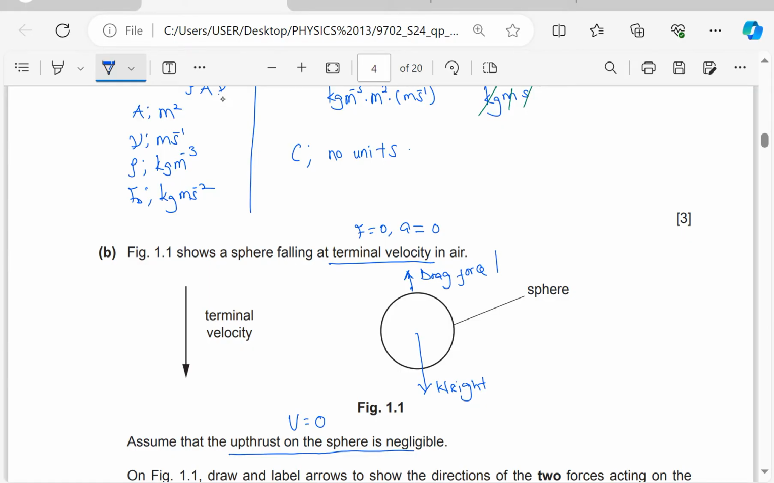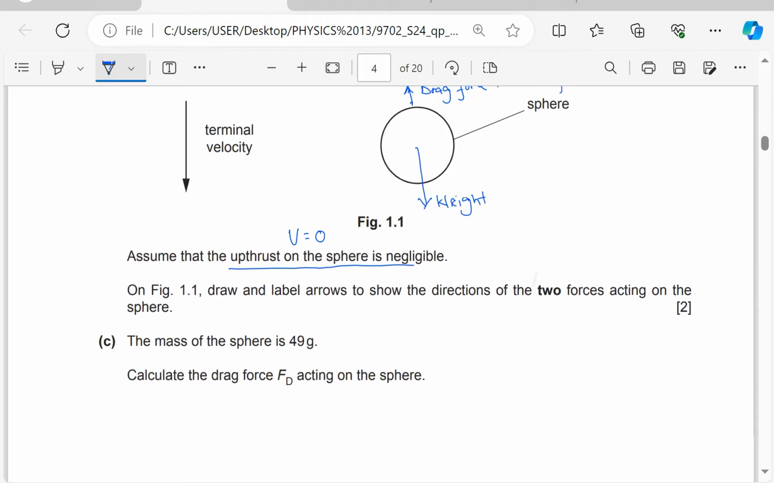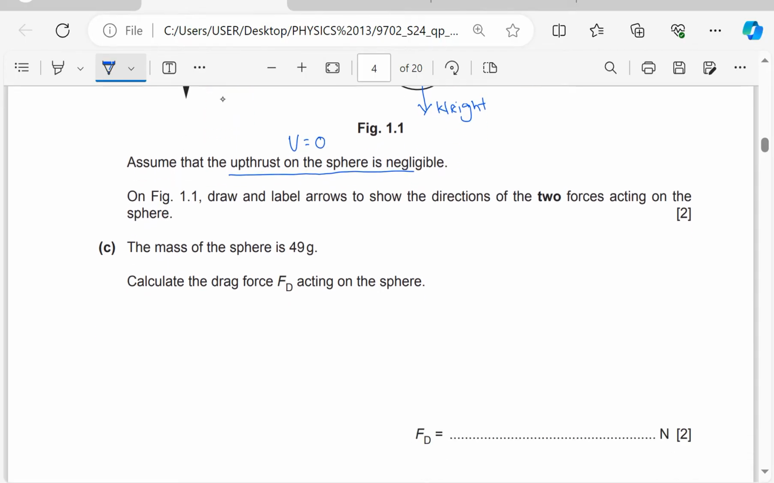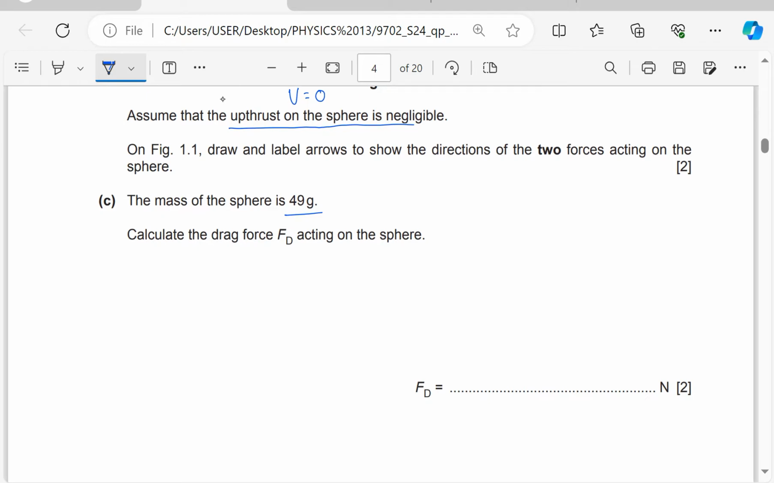Drag force, or you can call it the viscous force. I think there is no E on the word viscous. So this is going to be the viscous force. Okay. So those are the two marks. The mass of the sphere is 49 grams. Calculate the drag force Fd acting on the sphere.